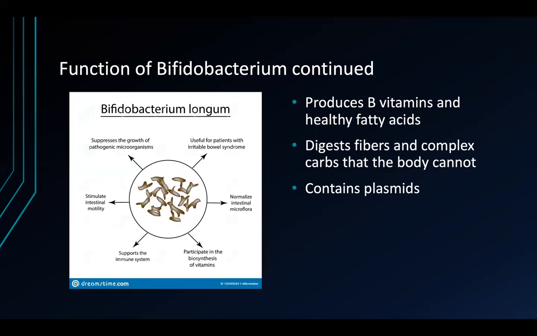And they also contain plasmids. Plasmids aren't shown in a lot of gram-positive bacteria, but they could encode genes for traits that are beneficial to their host. So they're important in Bifidobacterium.